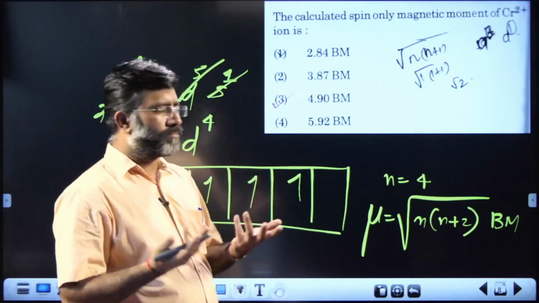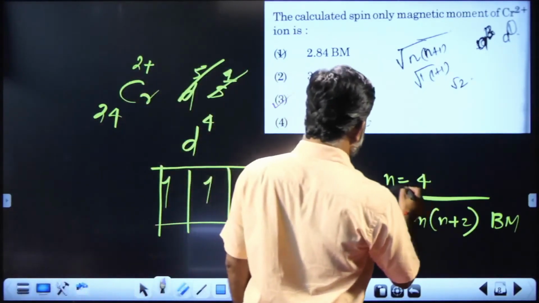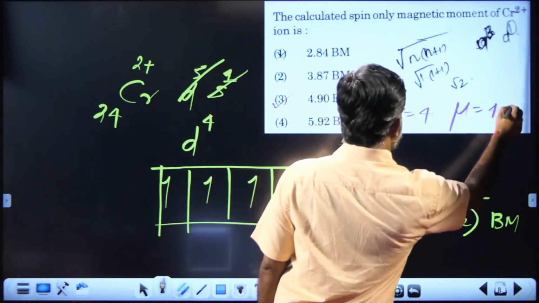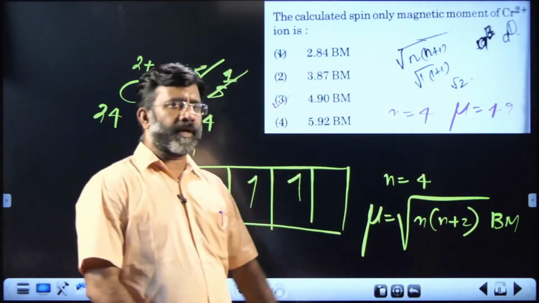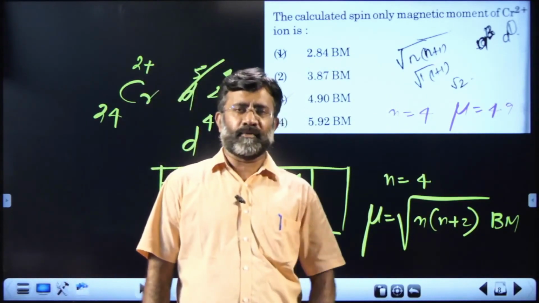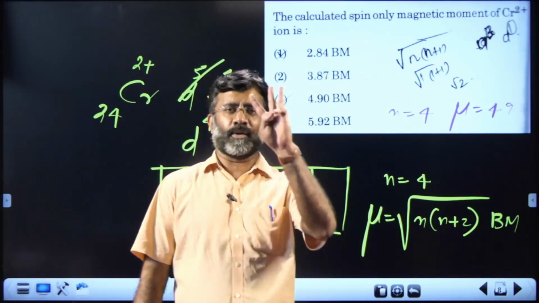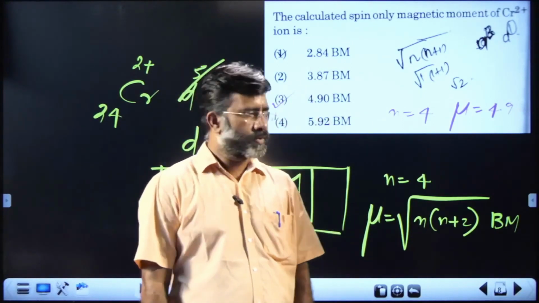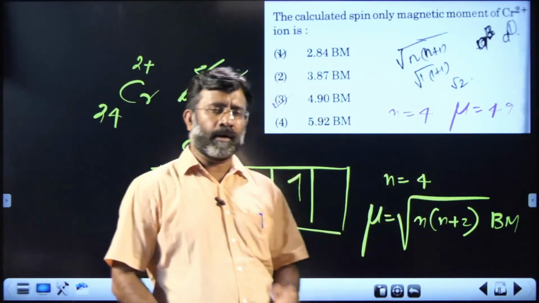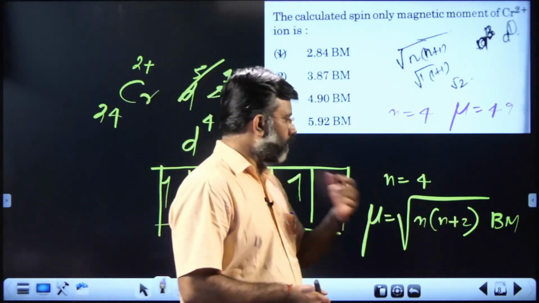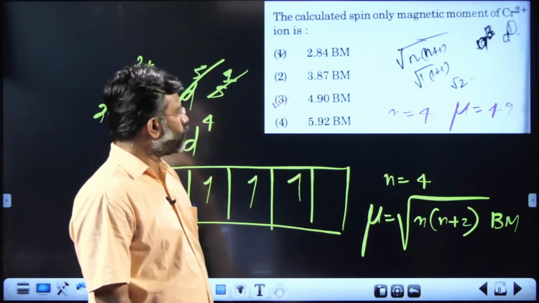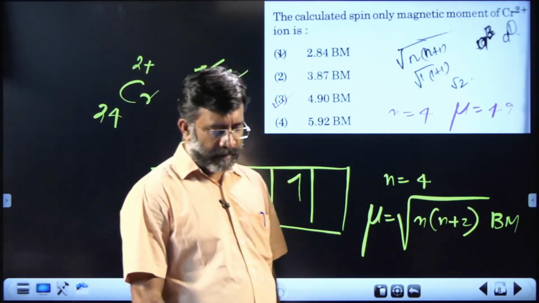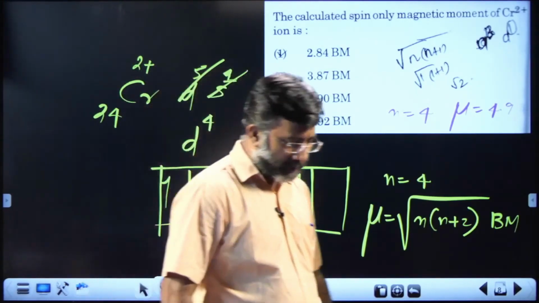It is very simple to identify. Suppose n equal to 4, the magnetic moment will be somewhat 4.9. Suppose n equal to 5, the magnetic moment will be 5.9. Suppose n equal to 3, the magnetic moment will be 3.8, something like that. So once you identify the number of electrons, you get your answer. You need not work out. It is option 3, 4.9. That is 8th question. Now the 9th question.